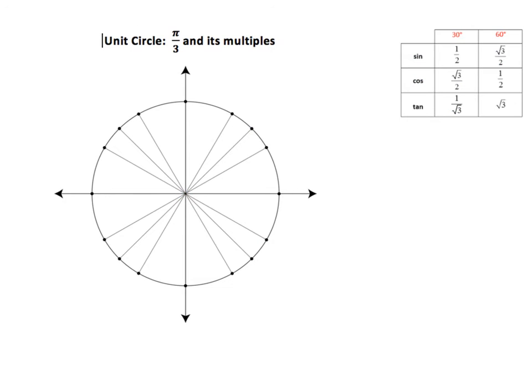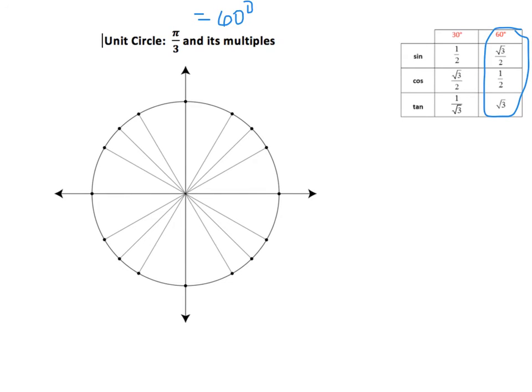Now let's look at the unit circle and pi over 3 and its multiples, remembering that pi over 3 in degree measure is 60 degrees. We looked at the trig function values for this special angle, and we came up with those that are listed over here on the right. We're first going to just focus on 60 degrees. So we're going to focus on this column.